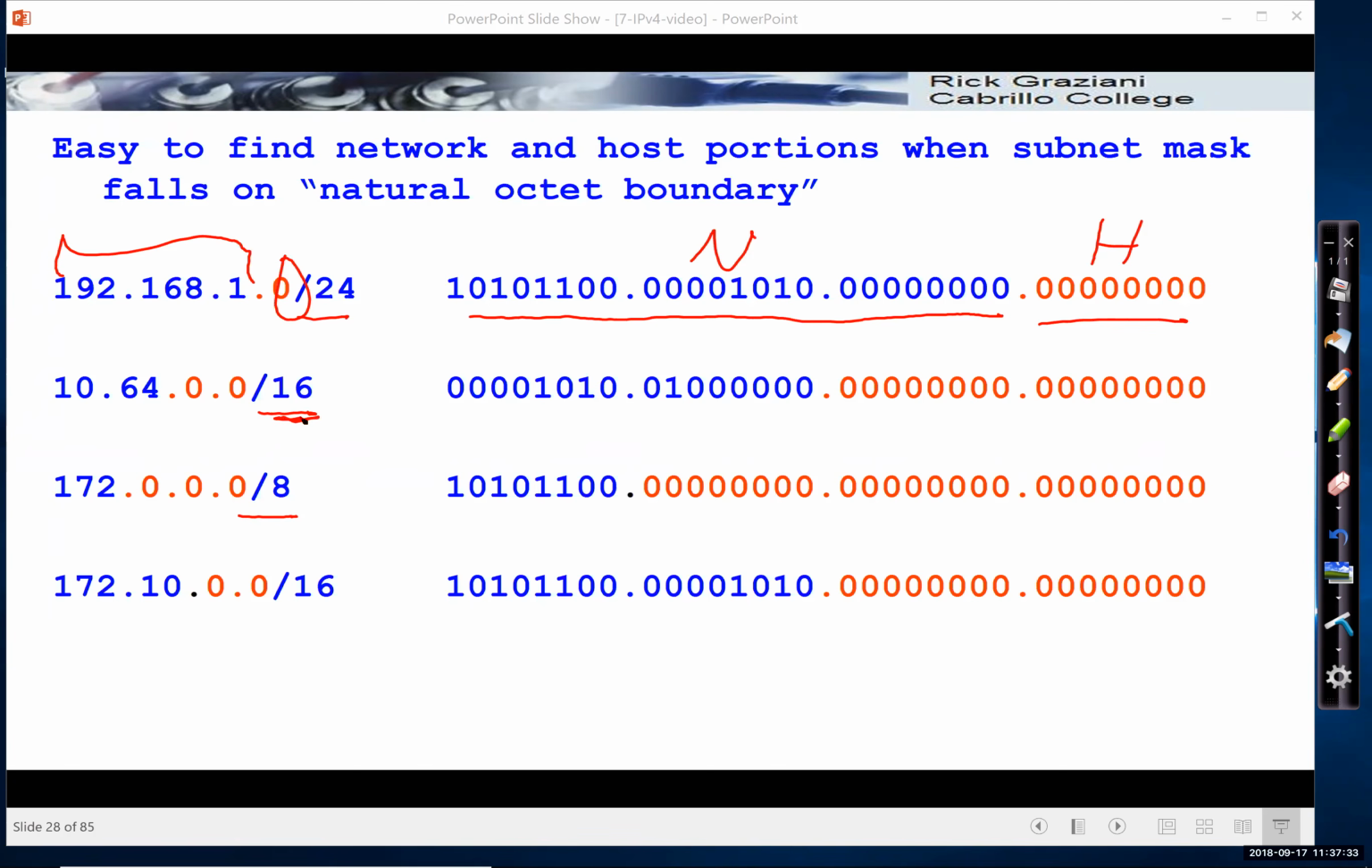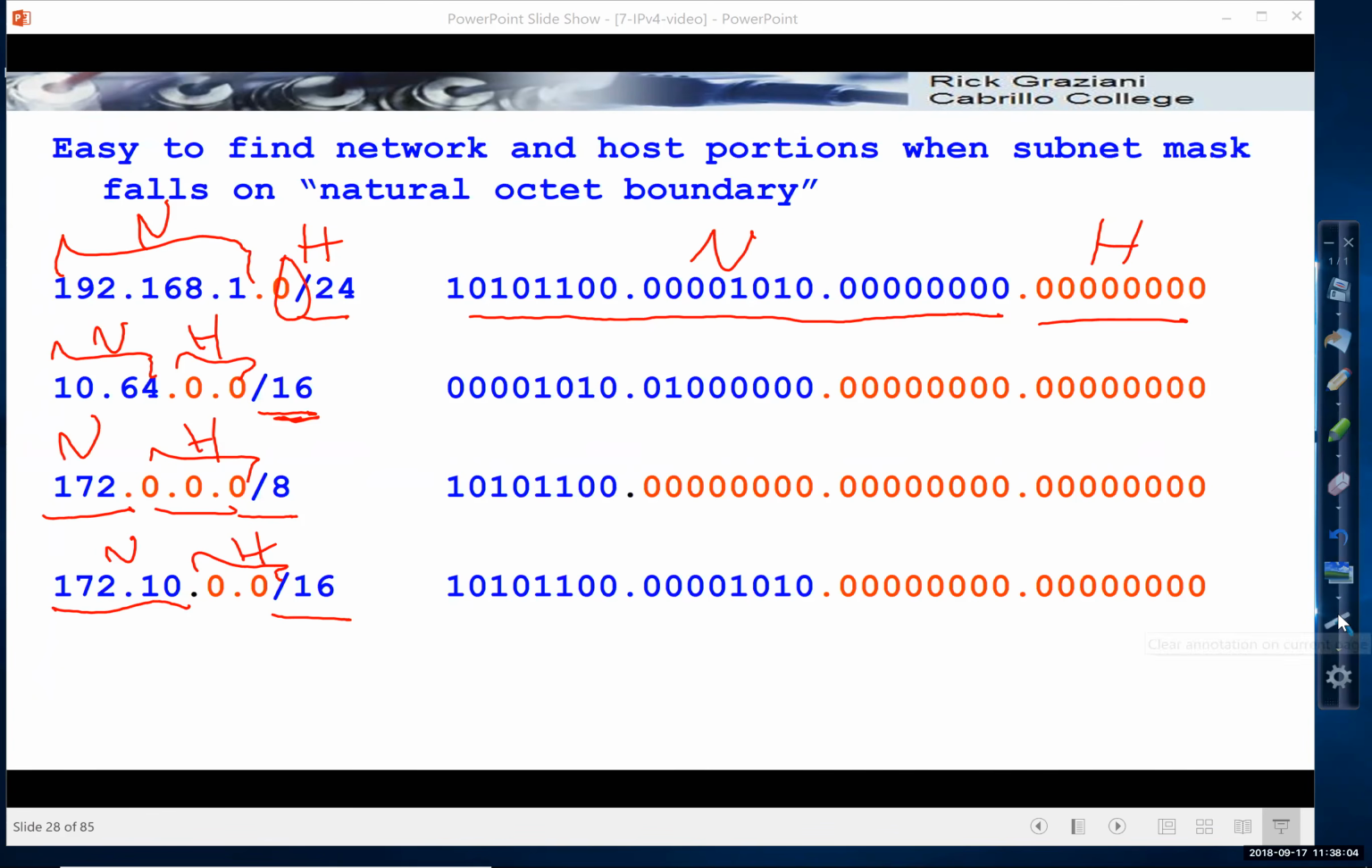Here with a /16, we can see this is the network portion and this is the host portion. Put network there, host here. /8, network portion, host portion. Very easy, right? We don't even have to convert it into binary. But that's not always the case. We don't always have subnet masks that fall on a natural octet boundary.